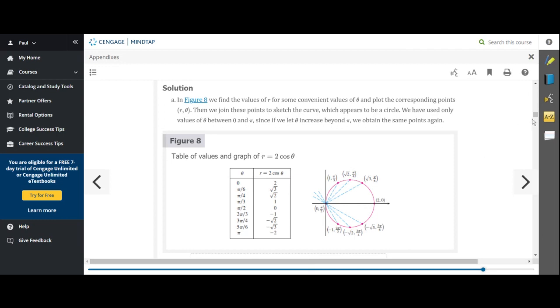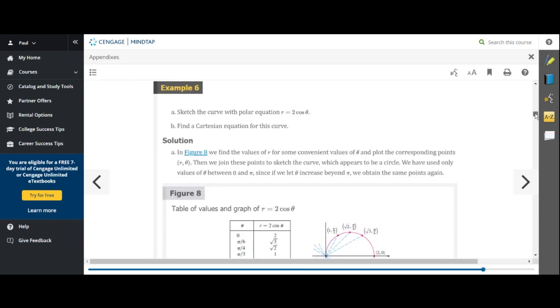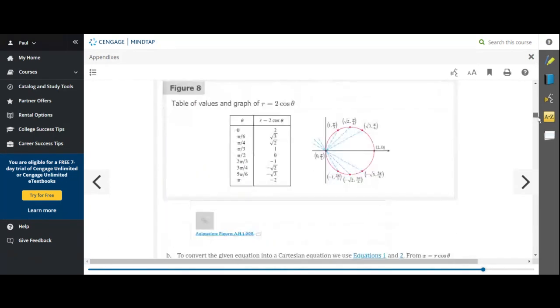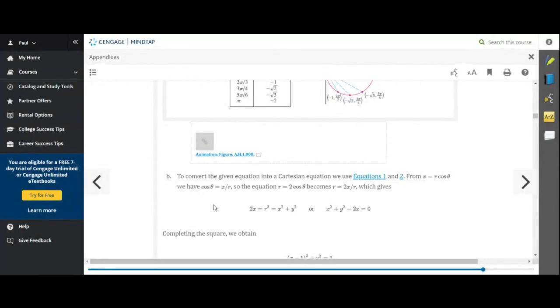All right. Well, this is a circle that we ought to be able to find the Cartesian equation for. So what they do is they say, okay, well, r equals 2 cosine of theta. That's the polar equation. So you can replace the cosine of theta with x over r. So r will equal 2x over r. Hence, r squared will equal 2x.